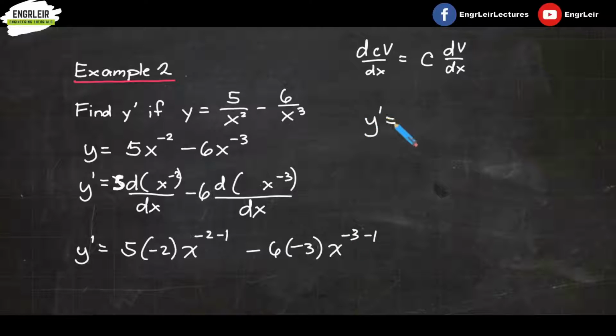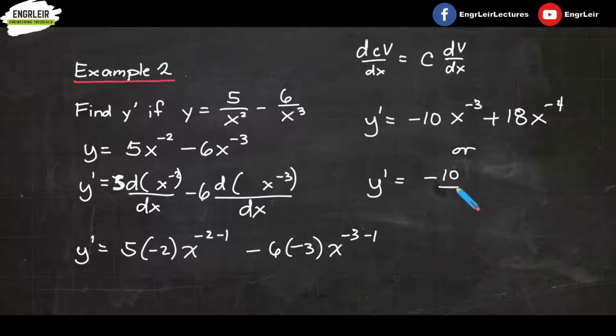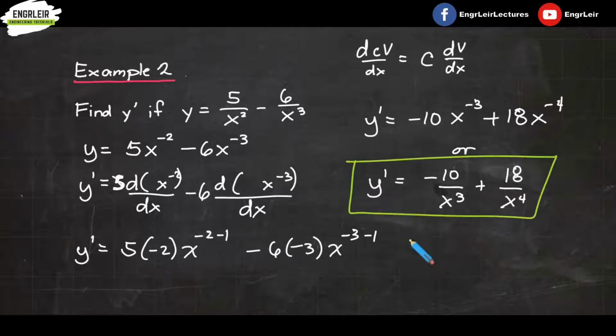So, overall, when you simplify, this is what we get, no? Negative 10 x raised to negative 3, plus 18 x raised to negative 4, or y prime is equal to negative 10 over x cubed plus 18 over x raised to 4. So, that is the derivative for example number 2.